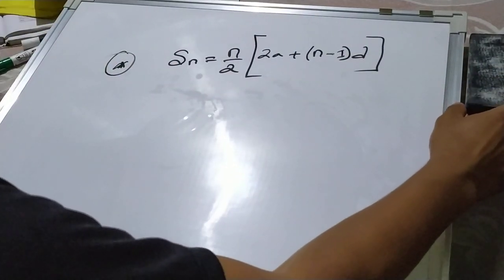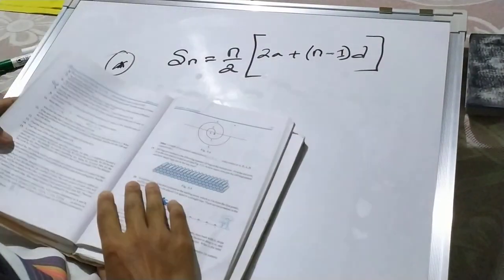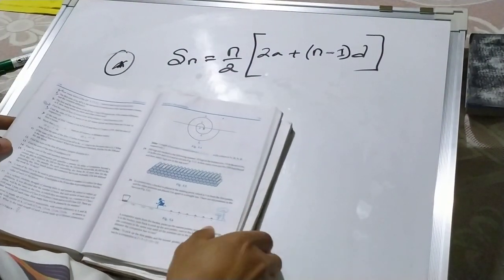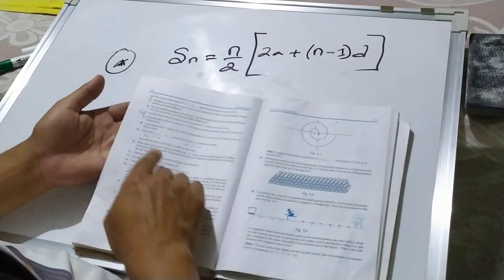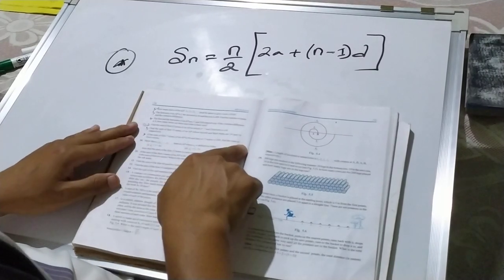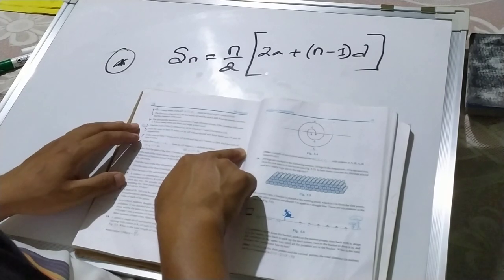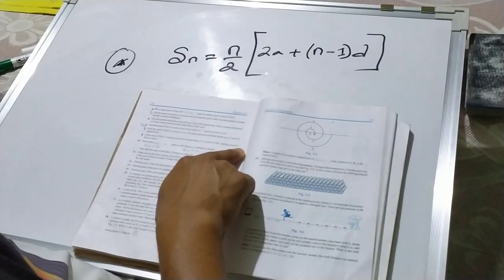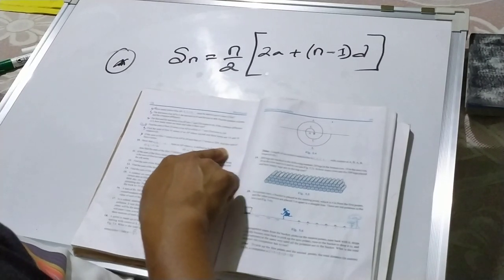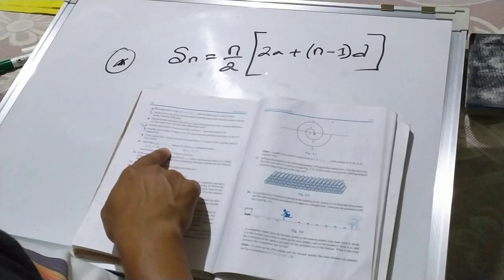Now let us solve with these formulas. Exercise 5.3. Question number 1: find the 20th term.